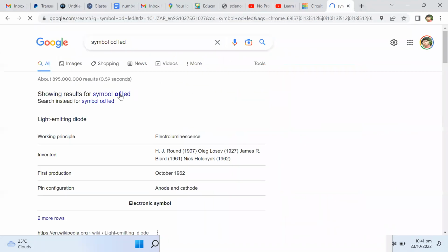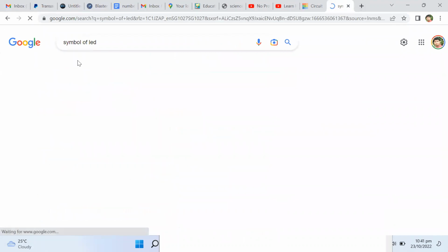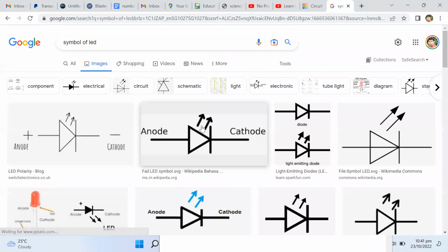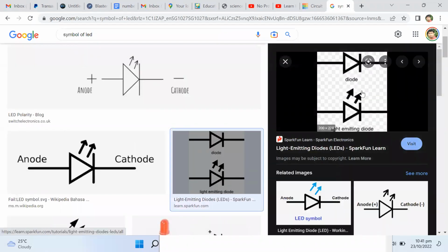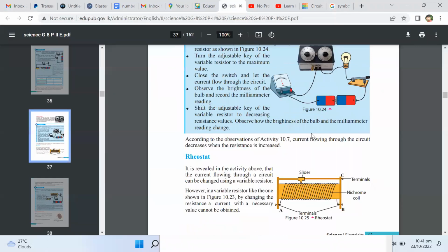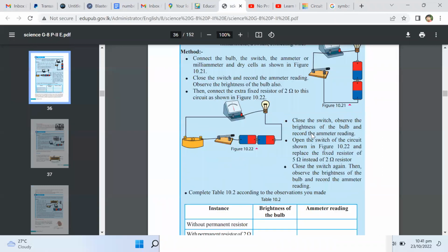Since it is a light emitting diode, you have to draw small arrows showing the light emitting. Anode and cathode. This is the anode, this is the cathode. The anode is the plus edge, the cathode is the minus edge, and you can show this using arrows. This is light emitting. The normal diode is a triangle and line, but the light emitting diode is a triangle, line, and the emitted light. Here this side is the anode, the plus, this side is the cathode. When you're drawing the diagram, please use that symbol.